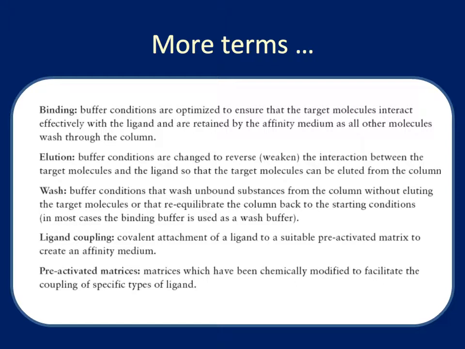The last two are specific to affinity chromatography. Ligand coupling is if you want to create your own affinity chromatography. There are different ways that you can chemically couple the ligand to a pre-activated matrix, which is the next term. So they are matrices that have been chemically modified to facilitate a coupling of a specific functional group on a ligand, and we'll talk more about these specifically later.